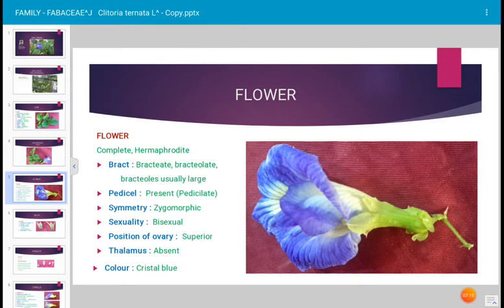And bracteoles are also present on the flower, that is, bracteoles are usually large in size and they are present at the base of the flower. And this flower is a complete flower because calyx, corolla, androecium, gynoecium, all floral parts are present in the flower. Therefore, it is a complete flower. And hermaphrodite, that means it is a bisexual flower. Next slide.